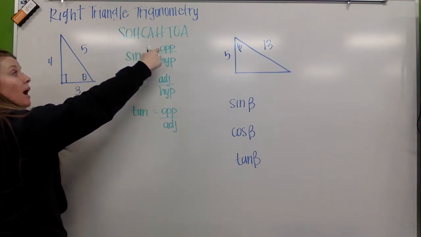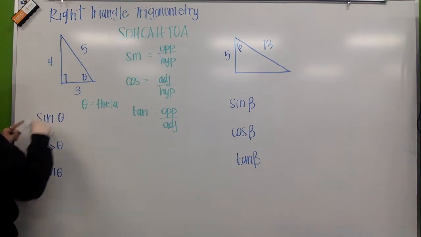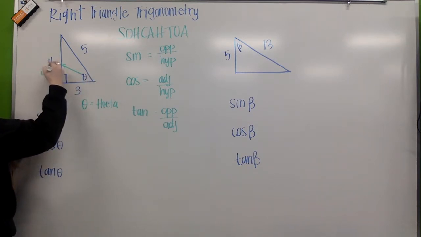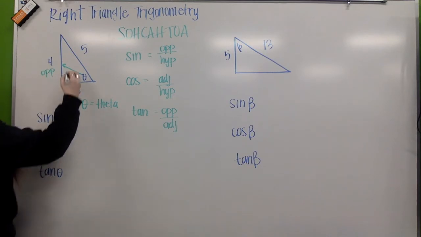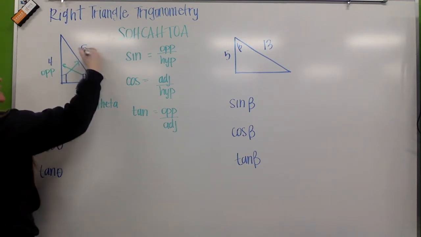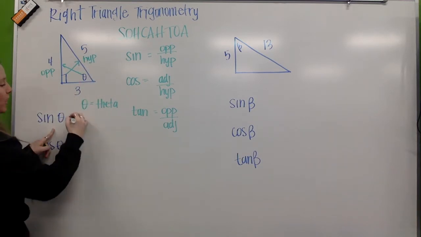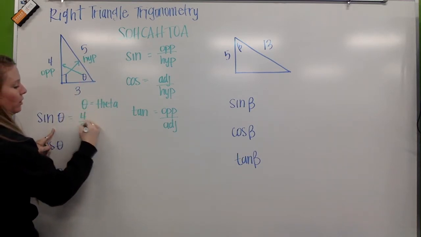Sine uses opposite over hypotenuse. Based off this angle, the opposite side is 4. And the side opposite the 90 is always the hypotenuse. So my sine of theta here is 4 over 5.